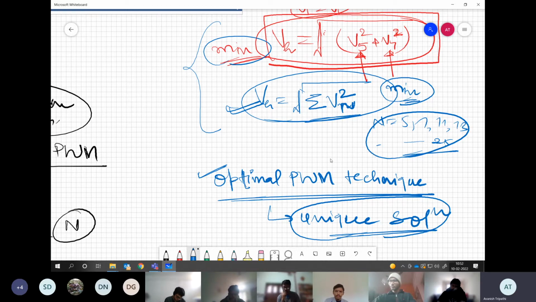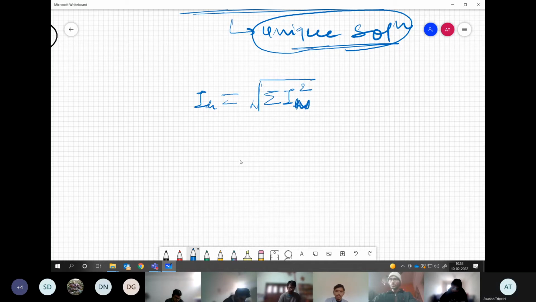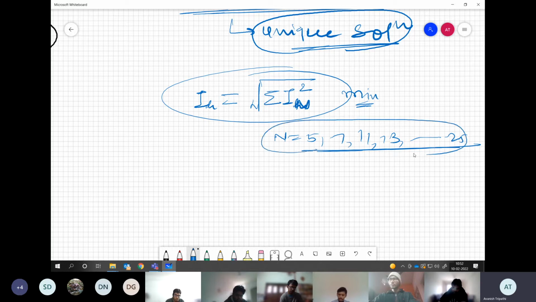Now, as I said earlier, our outcome is current and not voltage. Voltage is only input, right? So we should be more worried about the current. So I can say, okay, I do not want to have a minimum value of certain voltage harmonics, but I want to have a minimum value of certain current harmonics, I capital N, let us say. I want to minimize this. N you can take as 5th, 7th, 11th, 13th, and so on, up to whatever point you are happy with.